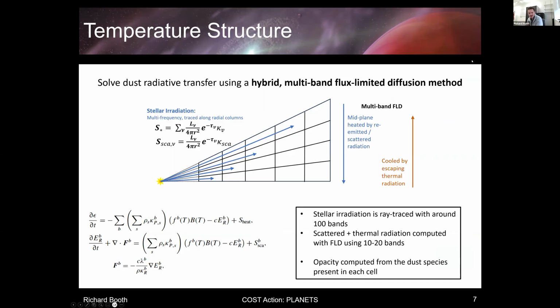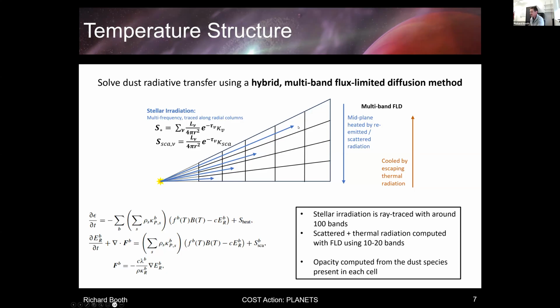Right. So how do we do the temperature structure? With the temperature structure, we're solving the dust radiative transfer problem. And we're doing this with a hybrid multi-band flux limited diffusion method. This is very similar to what people like Ralph Kuiper and Bert have developed in the past. The one improvement we have here is that we treat the re-emitted radiation, the thermal radiation from the disk, in a multi-band way. So actually, we ray trace the radiation from the star, doing this in a frequency-dependent way, and we can do it up to essentially arbitrary accuracy.